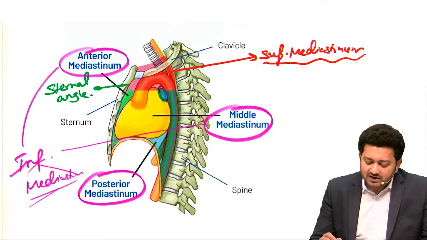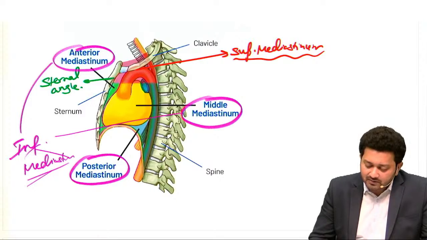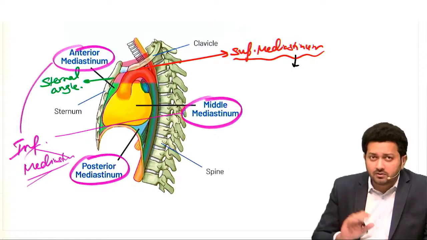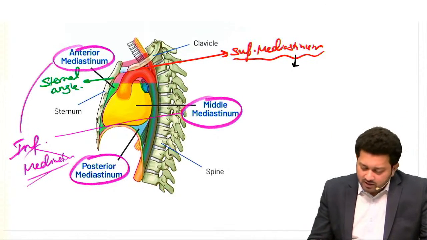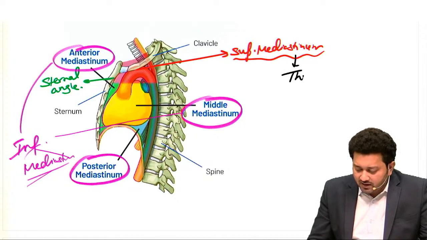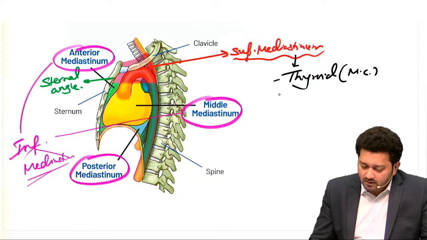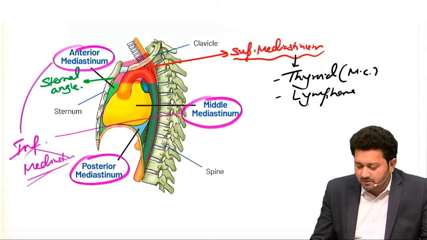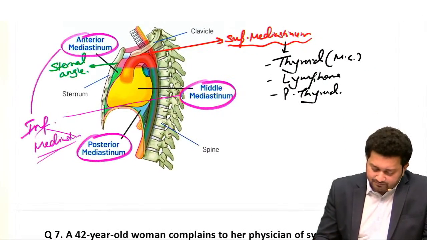Now let's see what the differential diagnoses are, what the different tumors can be. For each mediastinum I'll tell you the differential and also the most common, and what is the most common overall. Superior mediastinum: thyroid, retrosternal goiter, is the most common. Then there can be lymphoma and parathyroid. These three are the common differentials in the superior mediastinum.